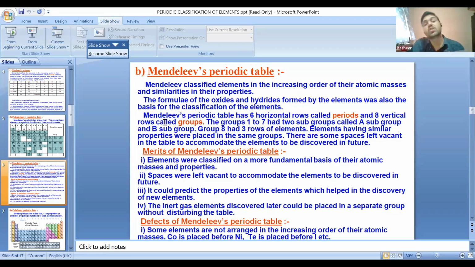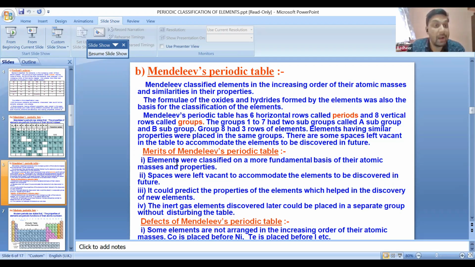But later, so many groups came. That is, total is 18 groups. But I am talking about that period when the Mendeleev's arrangement. And we have now 7 periods. So the groups now 1 to 7 had 2 subgroups in the form of A and B group. So the group A had 3 groups. So in that elements we have the similar properties at the place, and some places are vacant in the table to accommodate the elements to be discovered in the future.